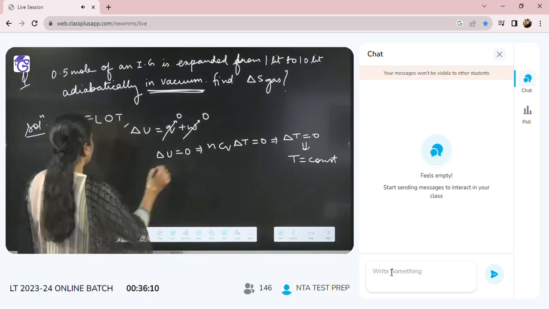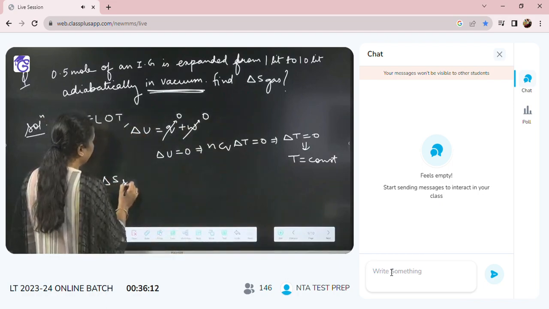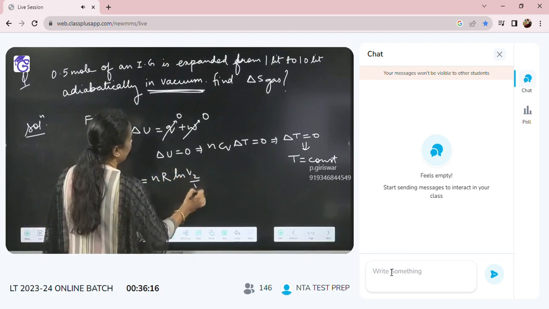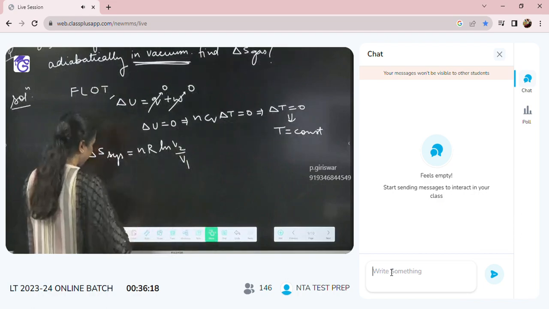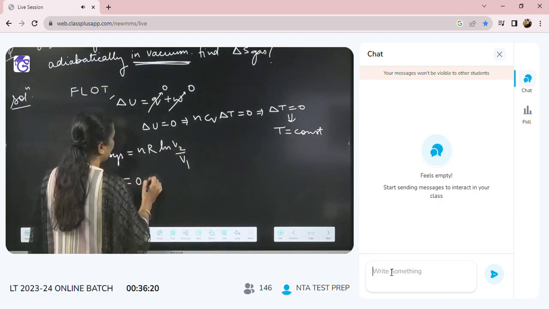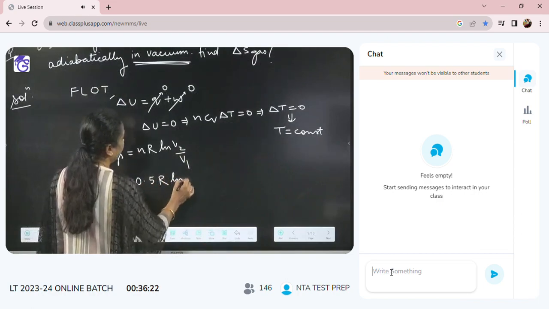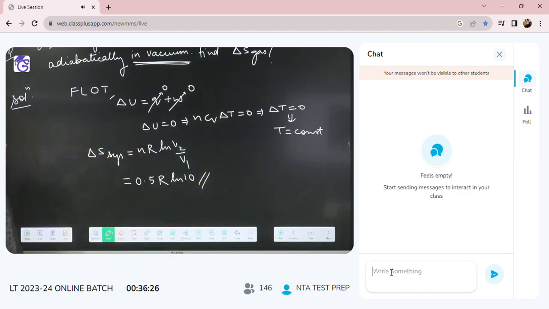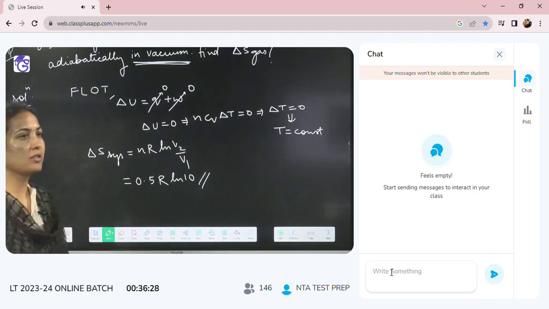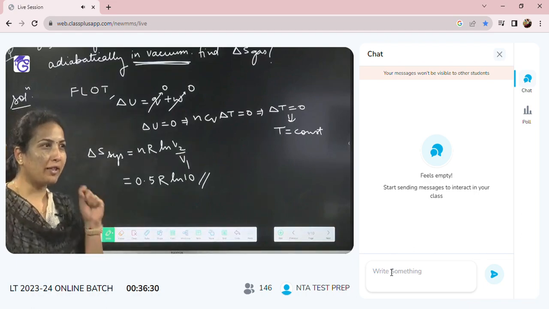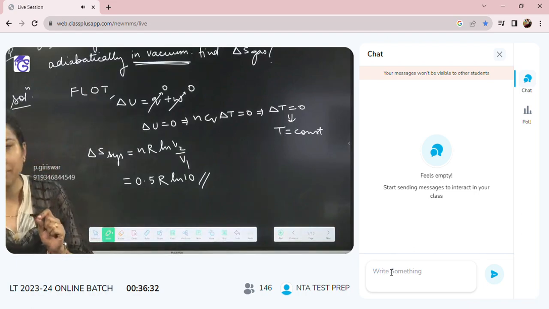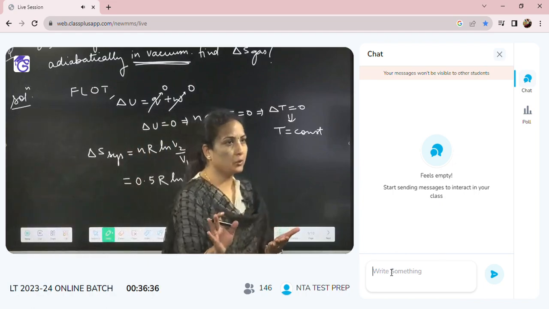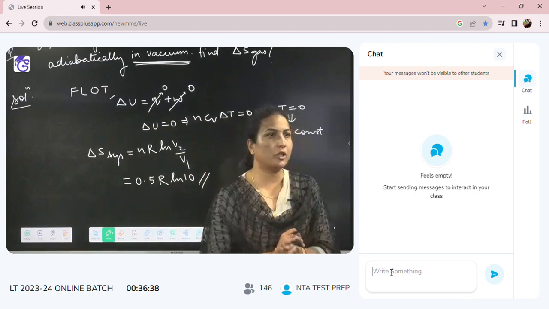Right? So now you will be calculating delta S of the system is equal to nR ln V2 upon V1. So how many moles I have given you? 0.5 R ln 10. That should be your final answer. So only one person has given the correct answer, right? That means you people forget what has been taught earlier. Please be careful there. If at all I am not giving you vacuum, then 0 is the correct answer. Not an issue.